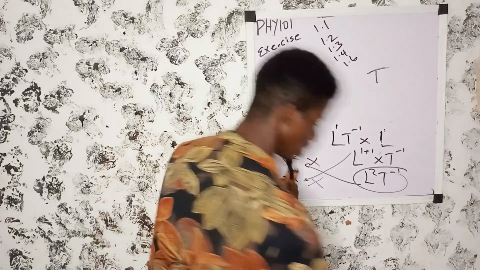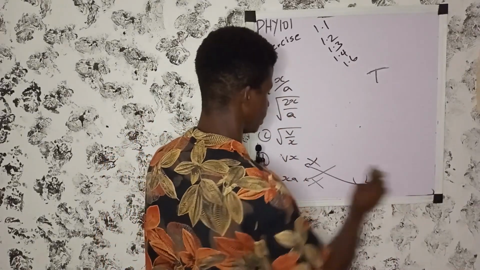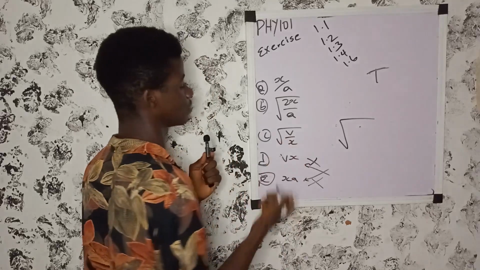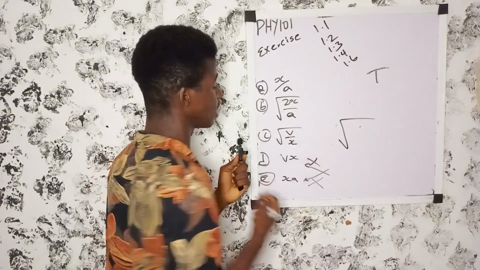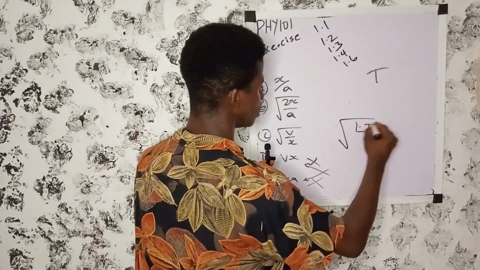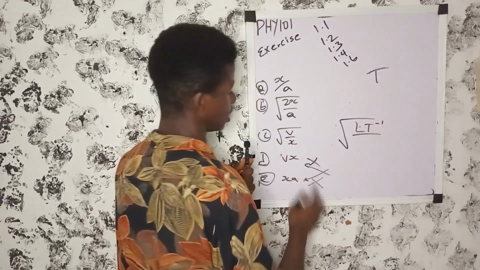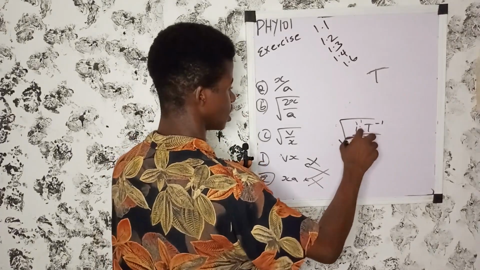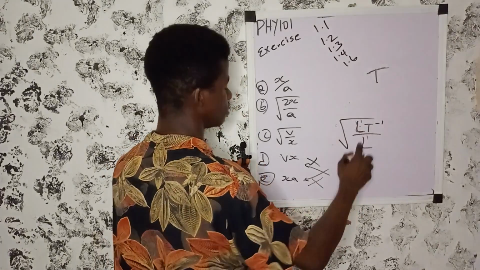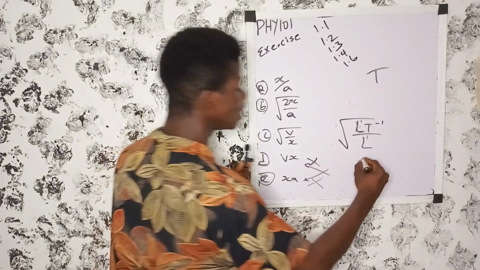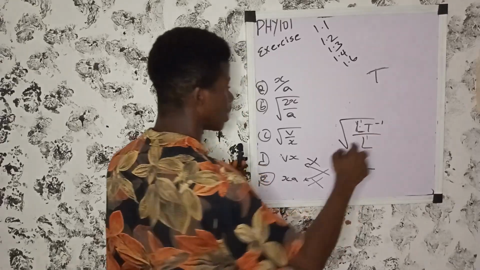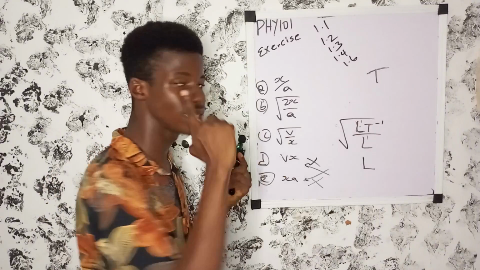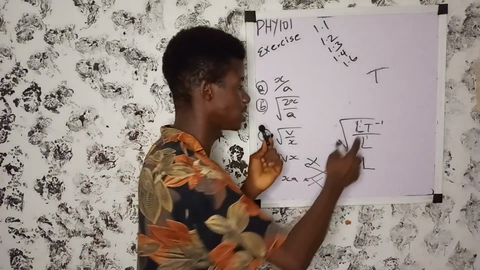Okay. Then let's go to C. So C is what? Root velocity over x. Now what is the dimension of velocity? L t raised to the power minus 1. What is the dimension for distance? L. So based on the fact that these two are the same base and they are dividing each other, we take one of the base and subtract the power, because they are dividing.